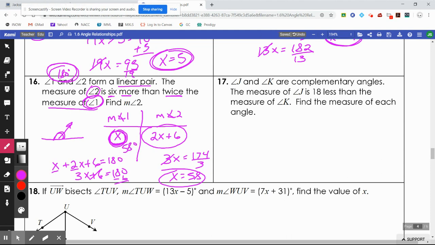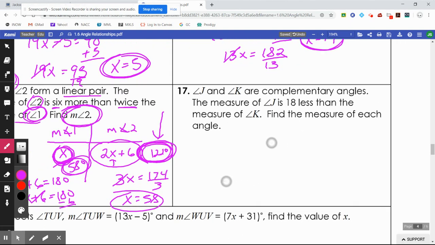Angle 2, now that we know that x is 58, 2 times 58 is 116 plus 6 is 122 degrees. And you can check that. Angle 1 is 58. Angle 2 is 122. It says find the measure of angle 2, so there would be your right answer.